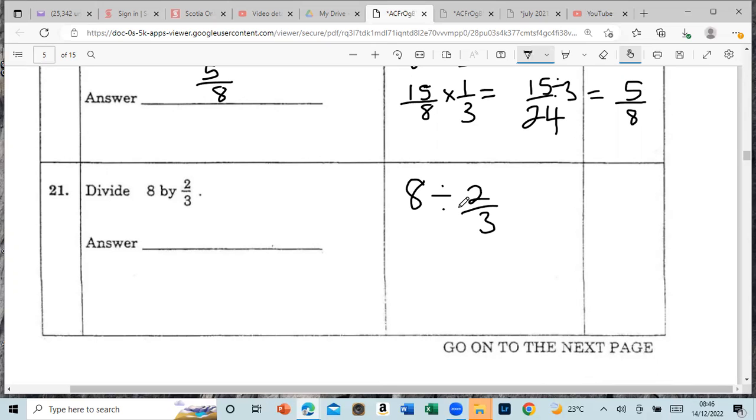Alright? So the rules state to change to multiplication and reciprocate. So we have 8 times 3 is 24, and then we divide by 2, which works out to 12.